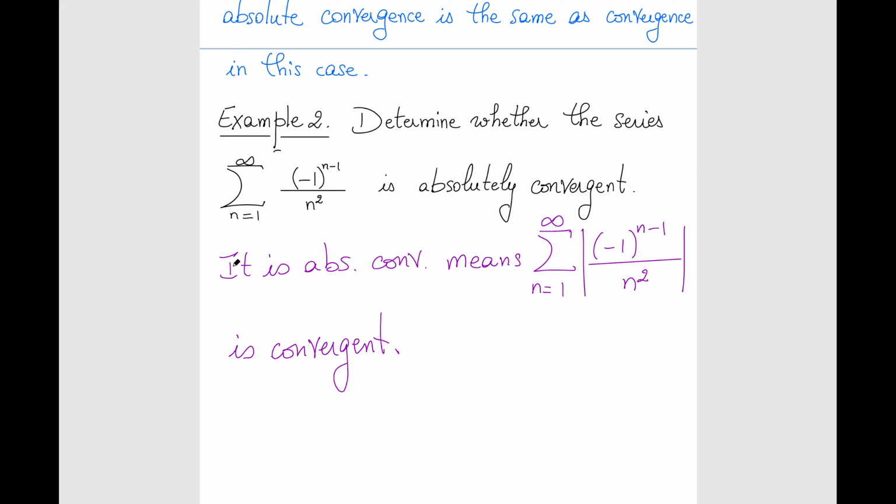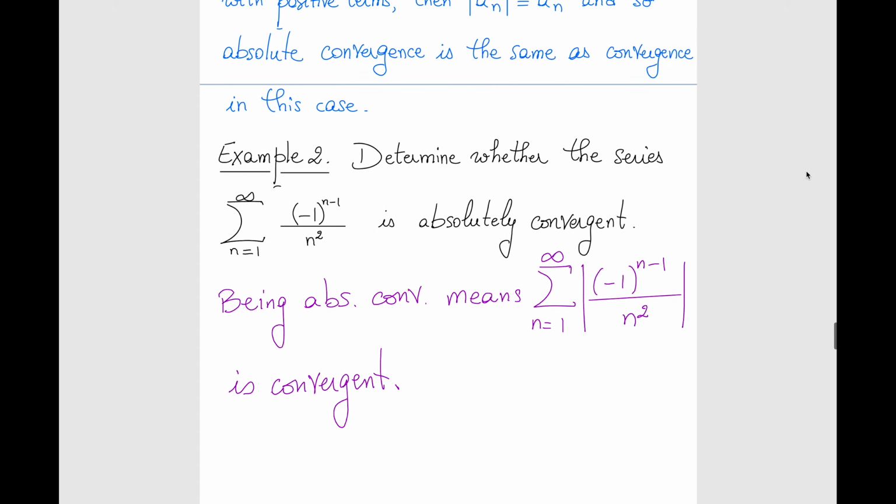I don't like the wording here, so what I mean is, being absolutely convergent means that the series whose terms are the absolute values of these terms is convergent, right? Okay, and what's this series? What's this series here?